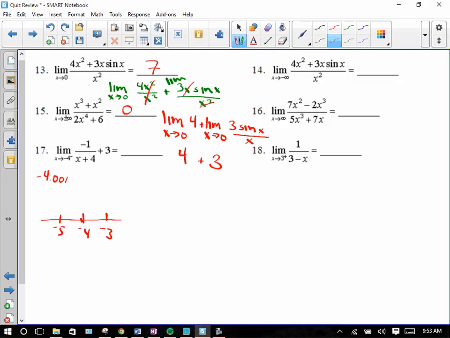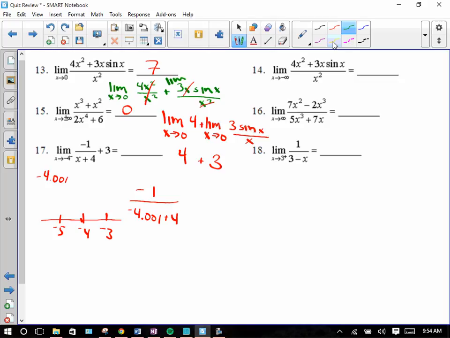If I have this right here, I would plug it in for x. Because I know if I plug -4 in, it's going to give me something over 0. So I'm taking this and plugging it in here, and I'm going to get -1 divided by -4.001 plus 4. The plus 3 really does not matter, it's not going to make a difference.